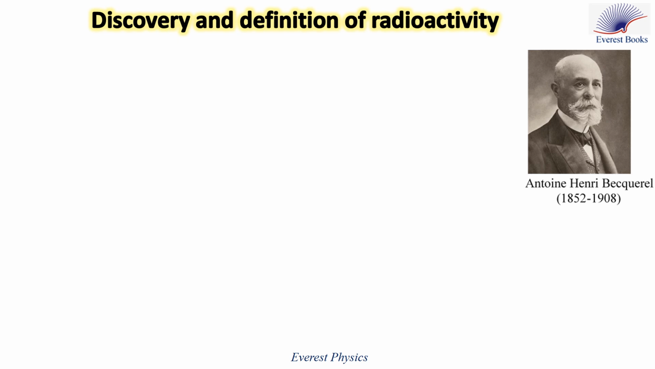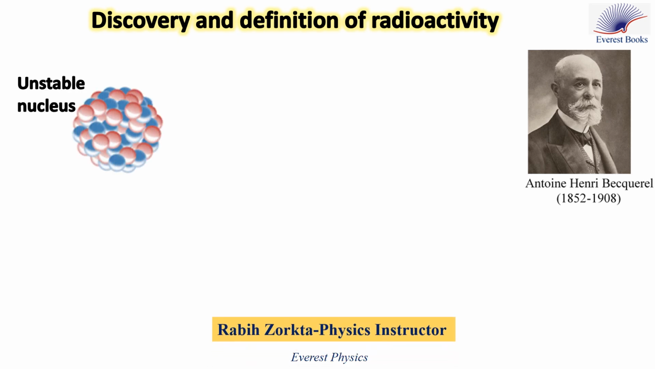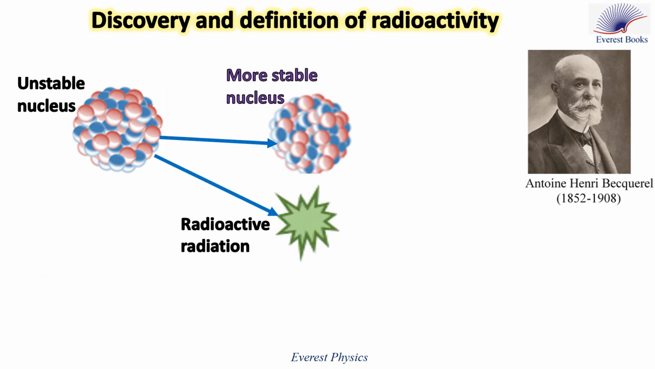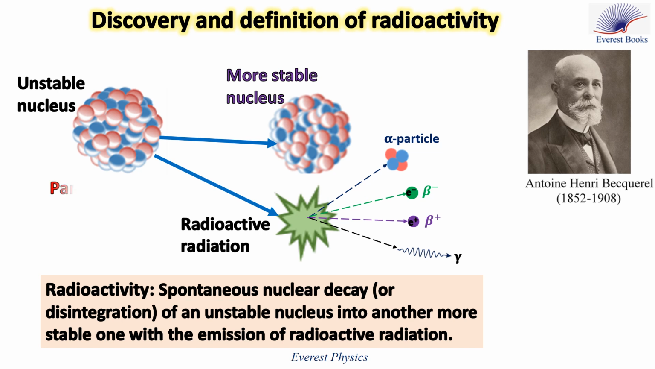Radioactivity was discovered in 1896, quite by accident, by Antoine Henri Becquerel. It is the process by which an unstable nucleus decays into a more stable one by emitting radioactive radiation. The most common types of radioactive radiation are alpha particles, beta minus particles, beta plus particles, and gamma rays. The original nucleus is called the parent nucleus, and the resultant nucleus after decay is called the daughter nucleus.